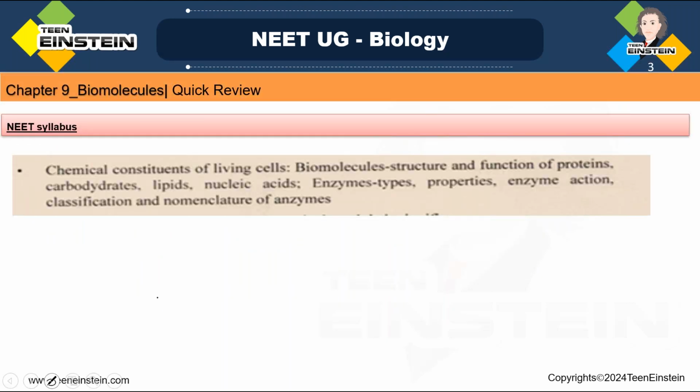gone through the syllabus. We need to learn the chemical constituents of living cells, then the biomolecules, the structure of biomolecules, and the function of protein, carbohydrate, lipid, and nucleic acids. Then we also need to learn about enzymes: the properties, enzyme action, classification and nomenclature of enzymes, all these things. Enzyme is a very important part. It's a tricky portion which you can learn very easily.